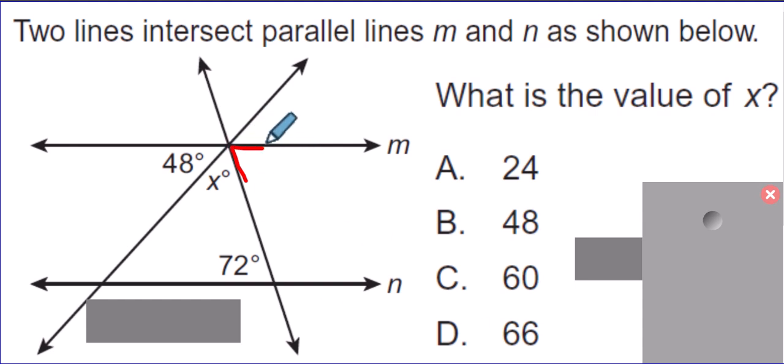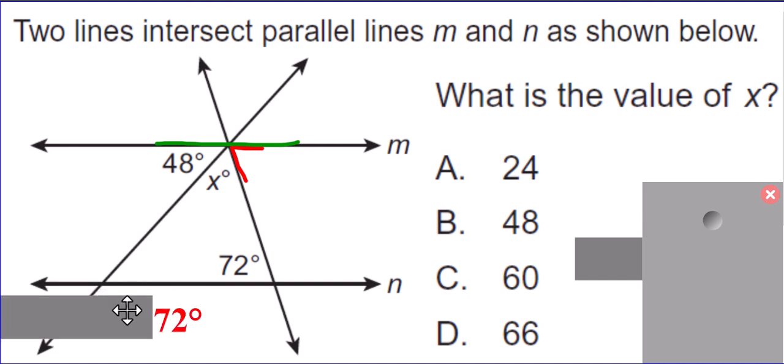Those 3 angles together form 180 because the straight line M, a straight angle, is 180 degrees. So how do I get this angle here? Well, because of something called alternate interior angles, 72 degrees down here is the same as this angle up here, 72 degrees. So now I can see that 48 and 72 and X, those 3 angles, would add together to give me my straight angle, which is 180.